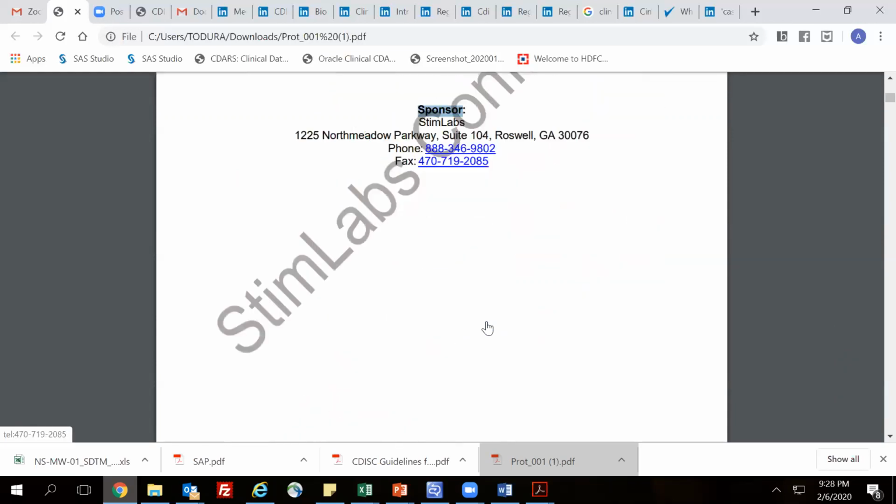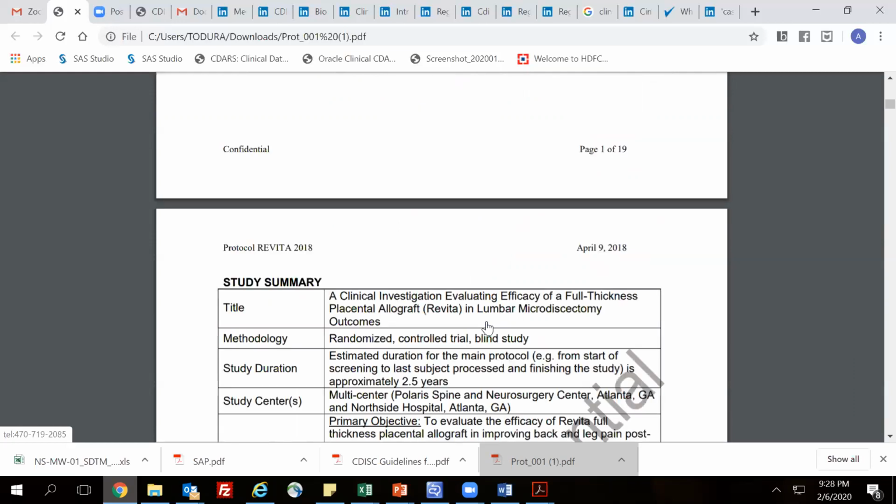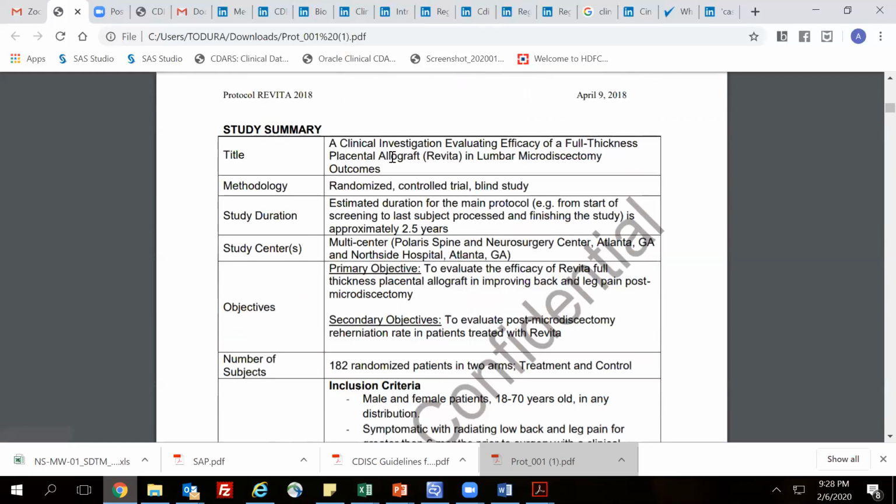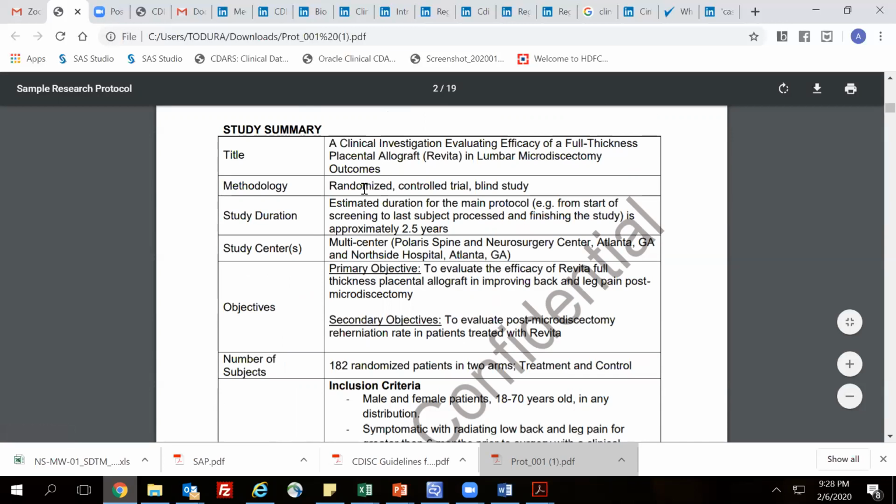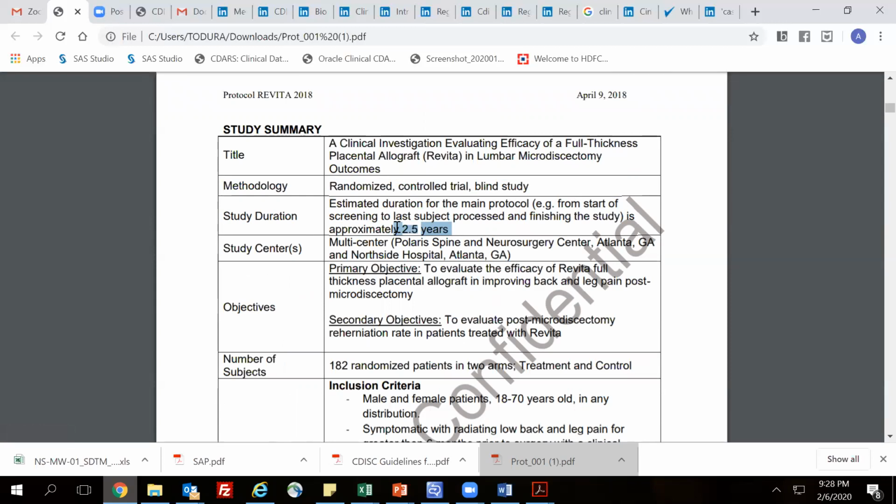Now let's see, this is the complete information of the study. I told you, right, this is the title, and then these are the terms, how the study has been done. This is the duration, like how many years exactly it has to run, like 2.5 years or so.